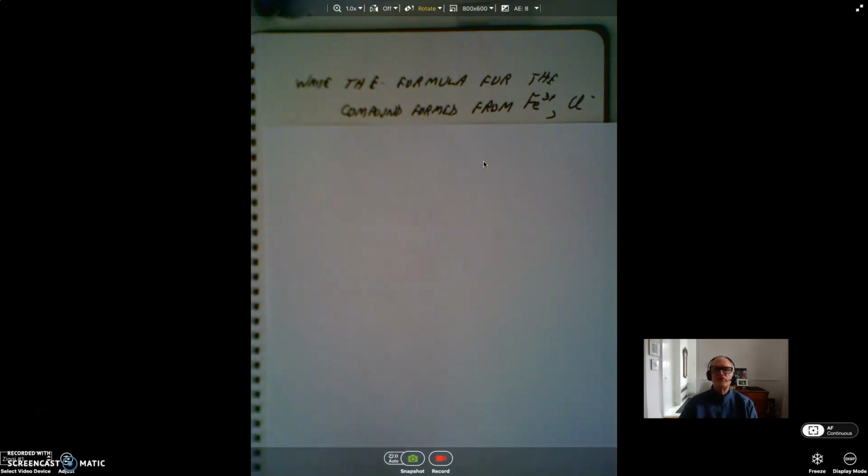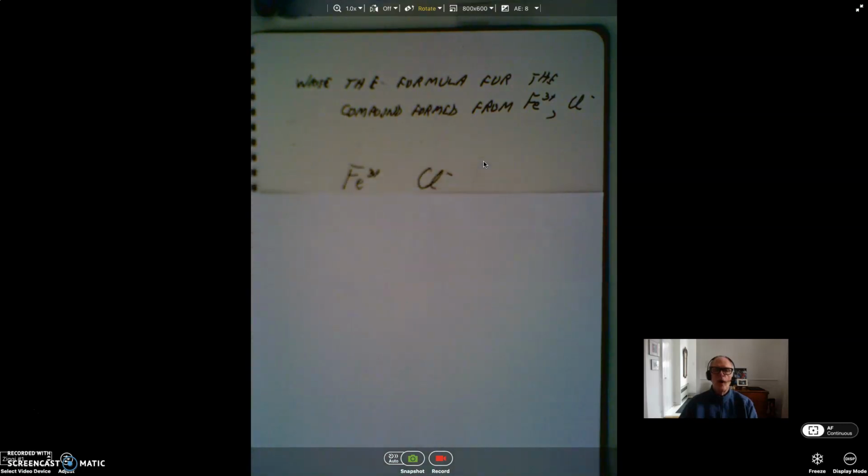So let's use this example that you see on the screen. Write the formula for the compound that's formed from Fe3+ ions and Cl- ions. Here's one way to do it. Start by writing down the formula for one of each of those ions, Fe3+ and Cl-.